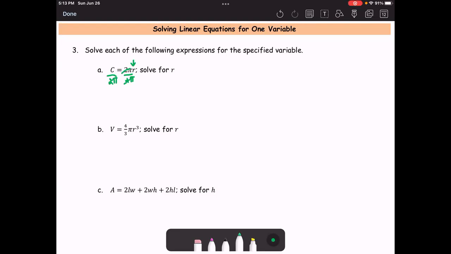So then 2 pi and 2 pi reduce. Therefore, C over 2 times pi equals r as the result.